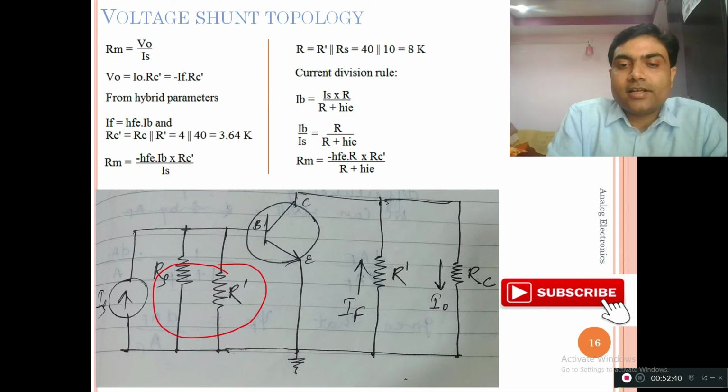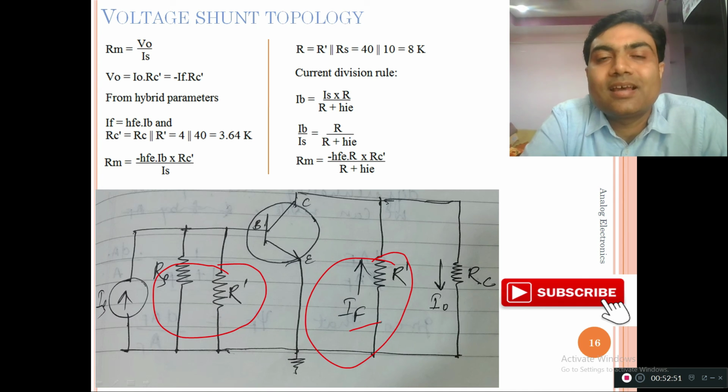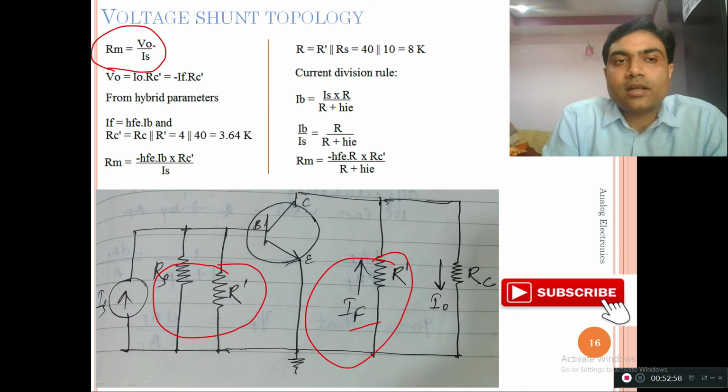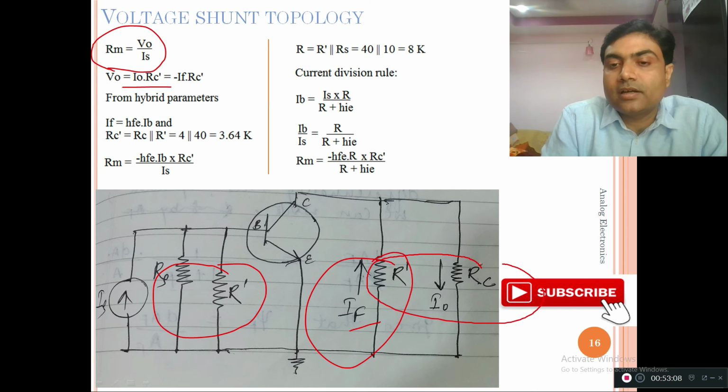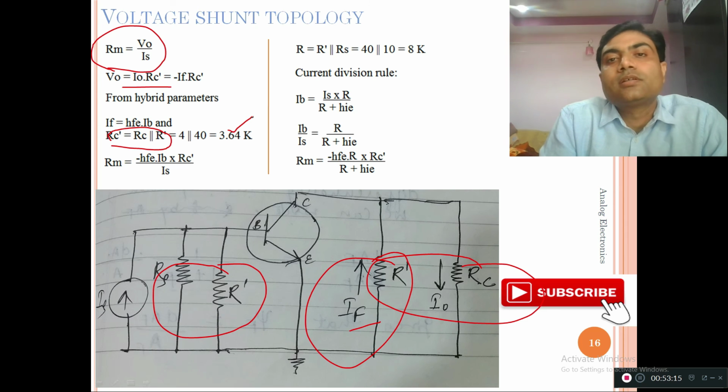And this R dash is holding the value of the feedback current, which is IF, since it is shunt mixing. Now what is RM? As we already concluded that we are going to analyze the transresistance amplifier, RM is nothing but V0 upon IS. What is V0? V0 is nothing but I0 multiplied by RC dash. Why RC dash? Because RC is in parallel with this R dash. So we have to determine this RC dash. Here is the RC dash, RC in parallel with R dash, which comes out to be 3.64 kilo ohms.